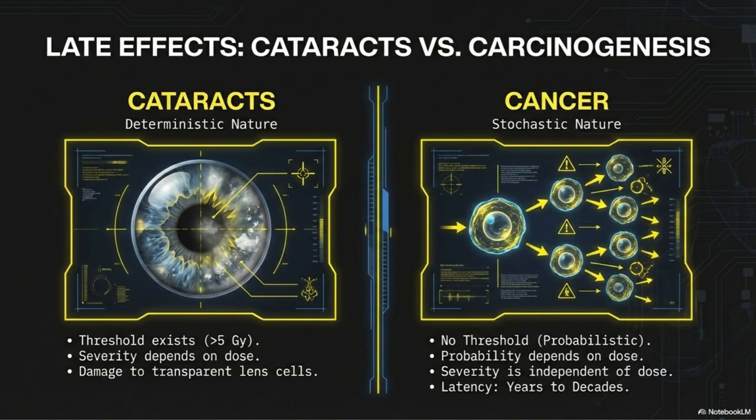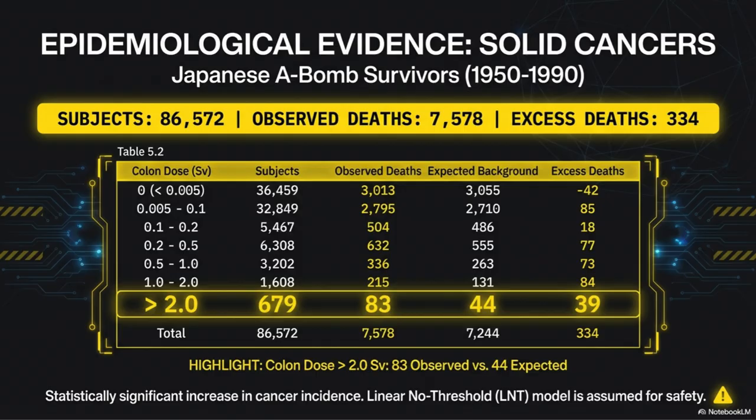Cataracts are deterministic with a clear threshold dose. Cancer is stochastic, meaning there is no safe dose. Severity of cancer does not depend on dose, only the probability does. This is why even low doses must be justified.